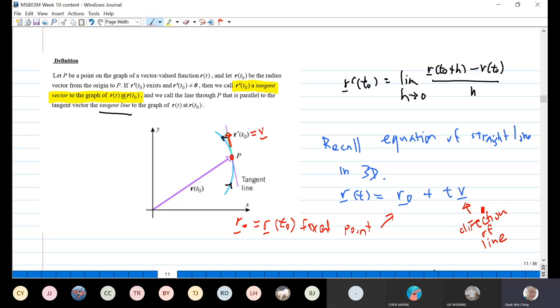Direction vector. It does not need to be a unit vector, but it tells us what the direction is. So if you want to find the equation of this tangent line, you can find the position of the straight line at any time t. Let me extend the straight line a little bit here. I want to join them together.